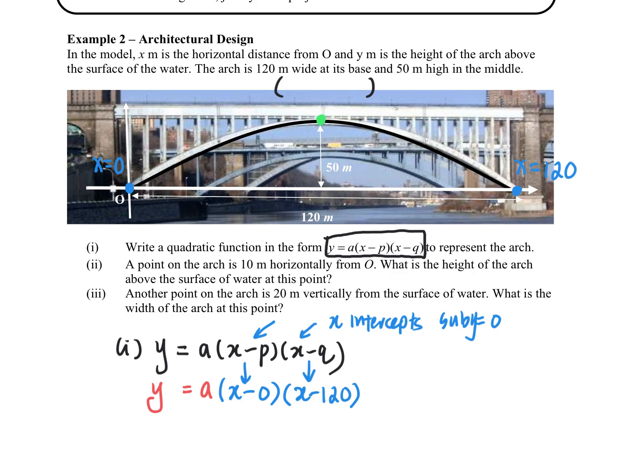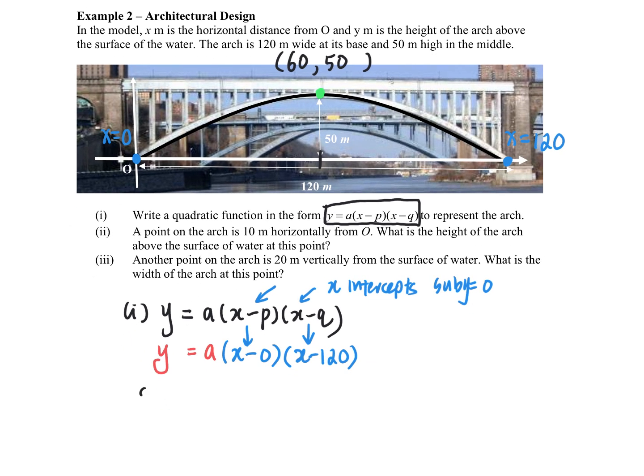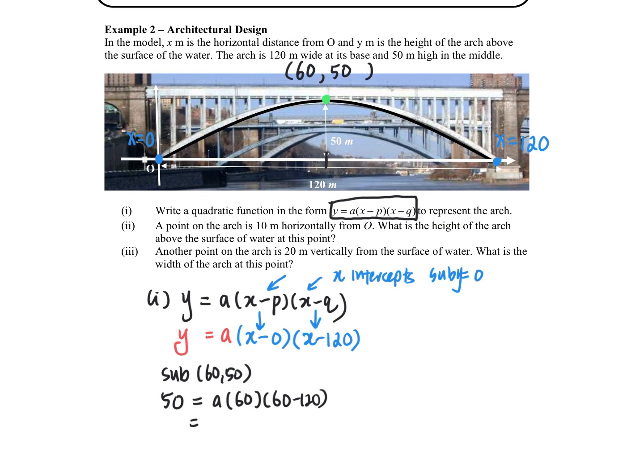120? 60, because it's at the midpoint, right? And then the highest point is at 50. Because when you half it, this is at the 60 point. So you can sub in this coordinate to find what your A is. So y is 50, x is 60, so you will get A to be minus 1 over 72. Okay, you double check.